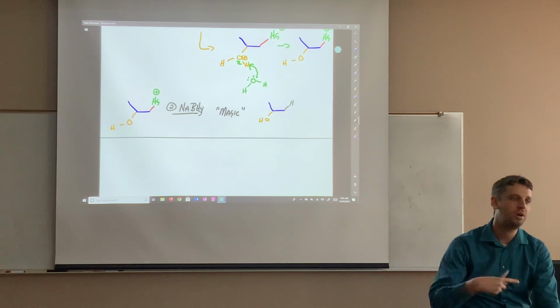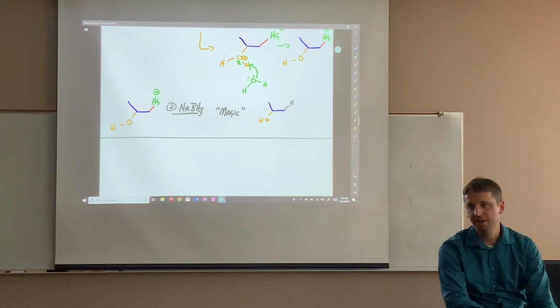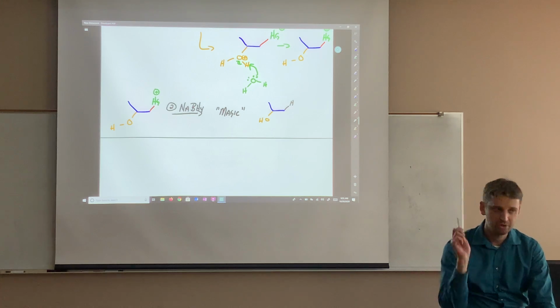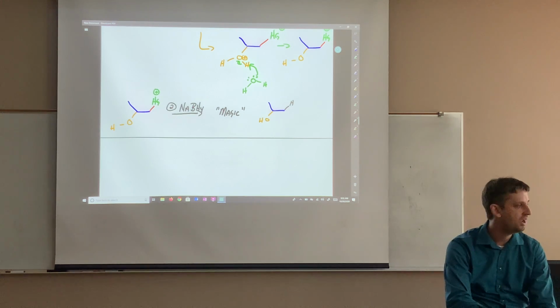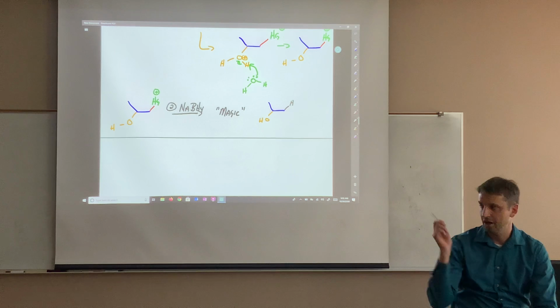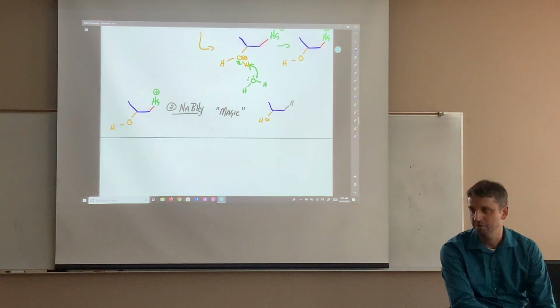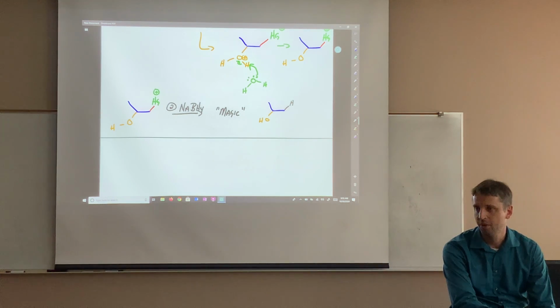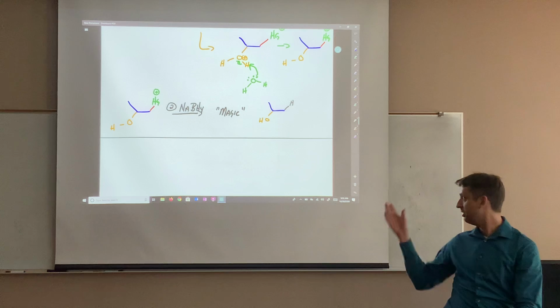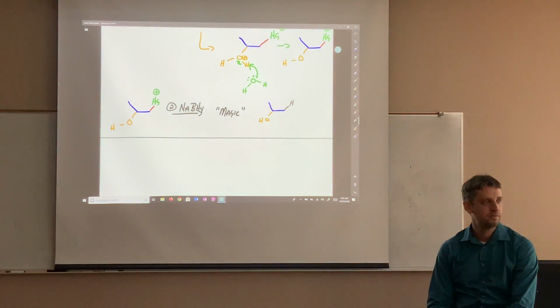So here's where the tricky part comes in for you guys. I will expect you guys to know the first part, and I'll show you the other examples where it comes in. But I will never ask you guys to show me the reduction part of this mechanism. Okay? So sodium borohydride does magic, and we end up with our alcohol there.